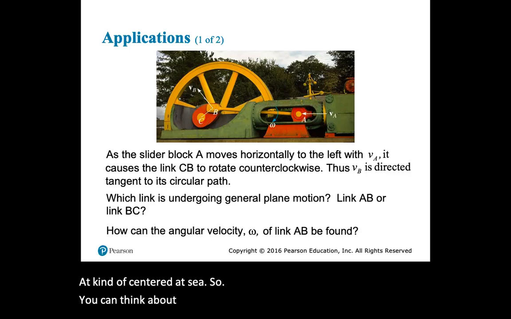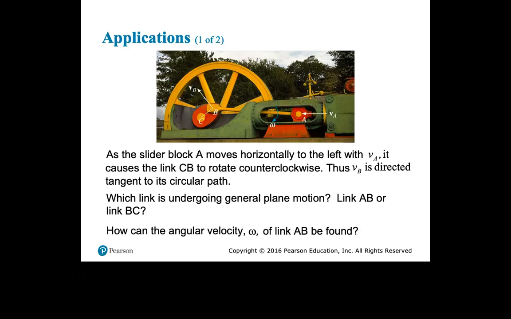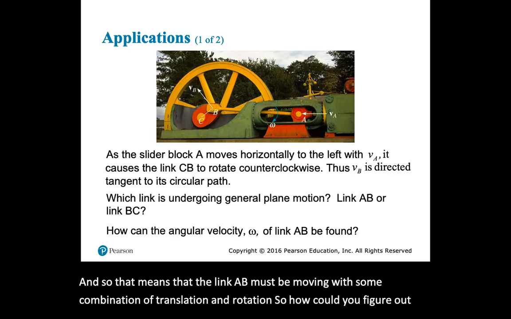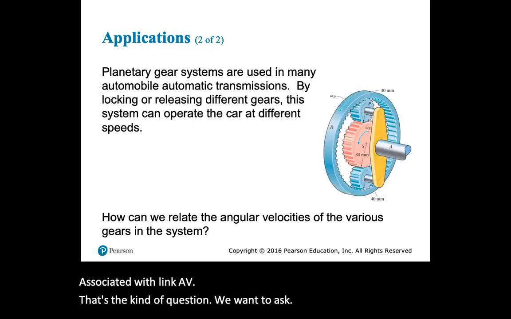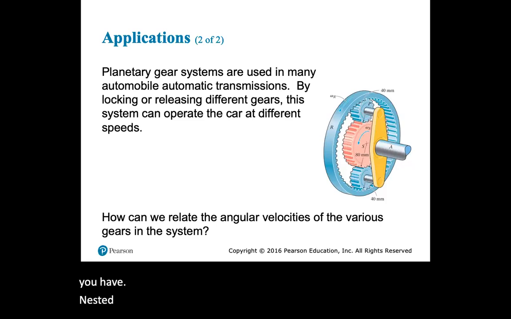So you can think about which link is going to undergo general plane motion, link AB or link BC? Well, pretty clearly, link BC is rotating, so that's just rotational. So AB must be undergoing general motion, and so that means that the link AB must be moving with some combination of translation and rotation. So how could you figure out the angular velocity, the rotational part associated with link AB? That's the kind of question we want to ask. Other types of problems are when you have planetary gear systems, so you have nested gears. How can you relate the angular velocities for different components of the system?